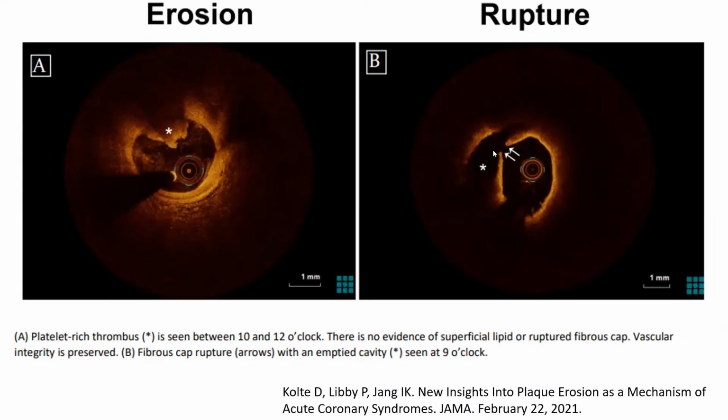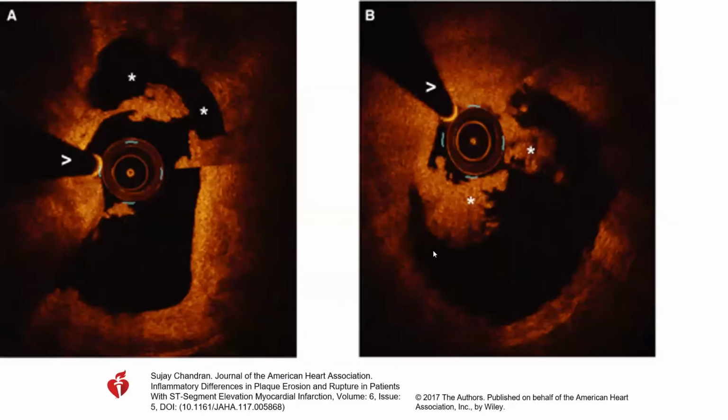And again, if you measure it, this will be less than 65 micrometers, which is what we call thin cap fibroatheroma, TCFA, which has rupture. Those are some other examples. Thin cap that is ruptured, there is discontinuity with a white thrombus that doesn't attenuate the light, and the cavity. This is another example of plaque erosion. So you see thrombus overlying an unruptured cap.